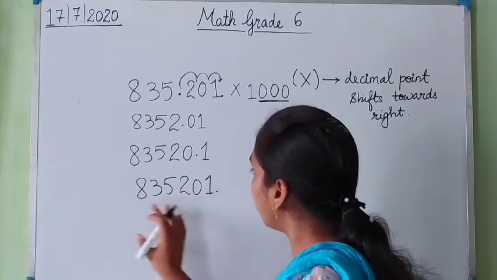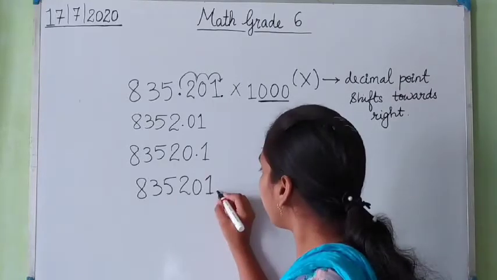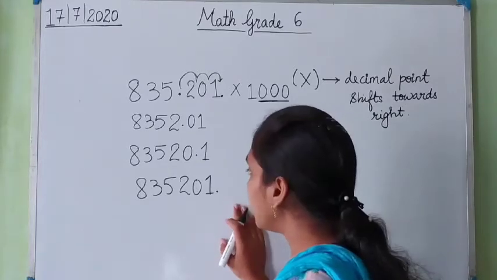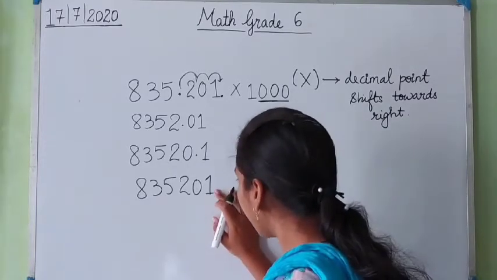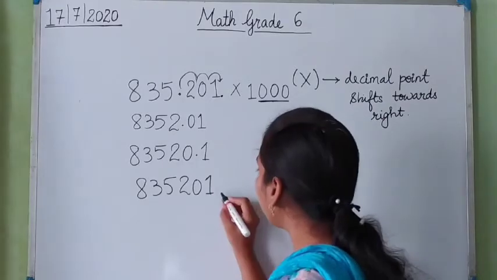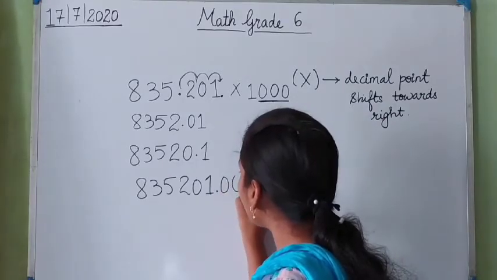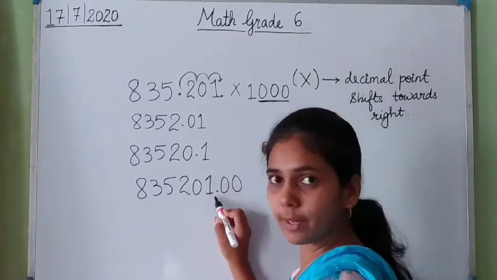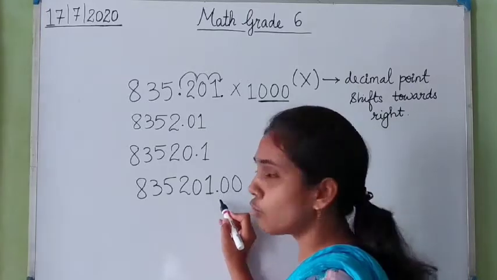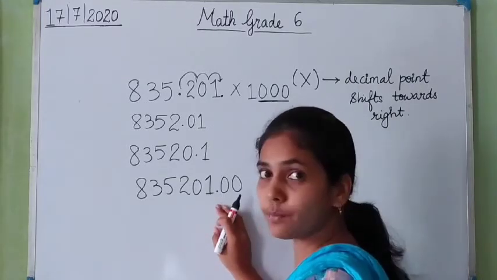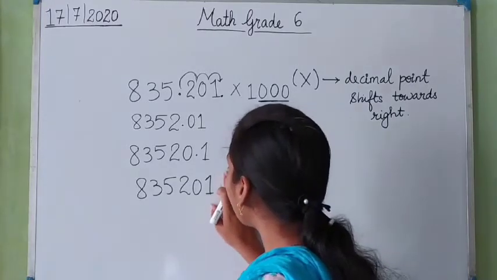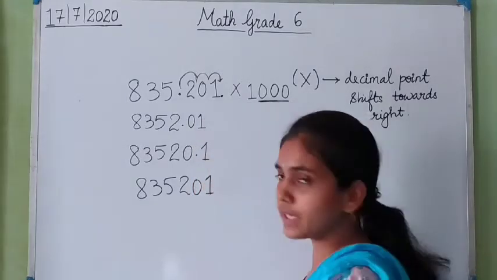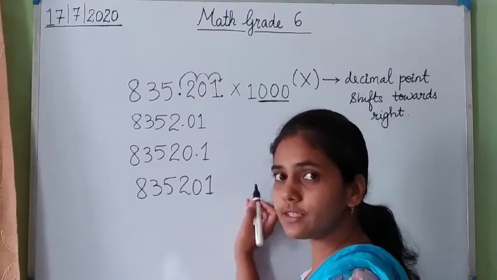It means if the decimal point in any number is at its end, there is no need to put the decimal point. We can keep the number as it is, or we can put a point and then write 0 after that.